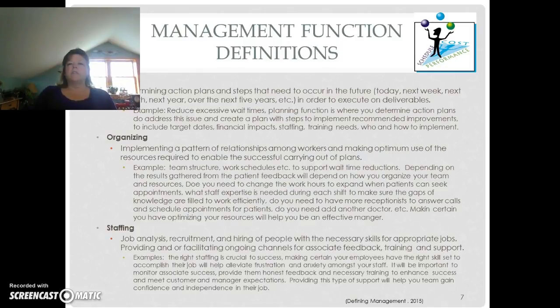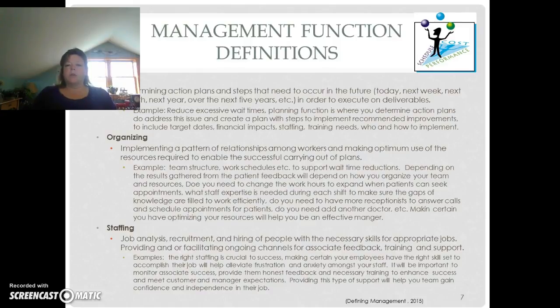Staffing. So staffing's critical. Job analysis, recruitment, hiring of the right people, making sure their necessary skill sets are there, providing and facilitating ongoing channels for associate feedback, training and support. So as folks develop and they learn their functions, they're going to need to have additional training and feedback. So if you're going to change things and processes, it'll be a critical thing to really look at your staffing and find out what your needs are. Again, that will come out of your planning sessions and your organization sessions to find out what gaps you might have in staffing.